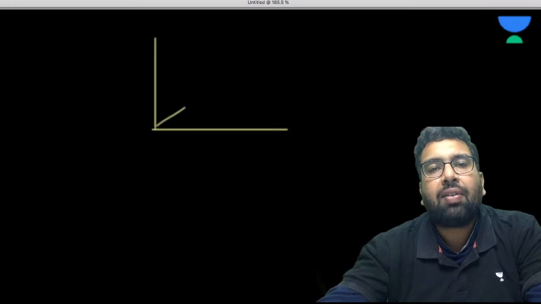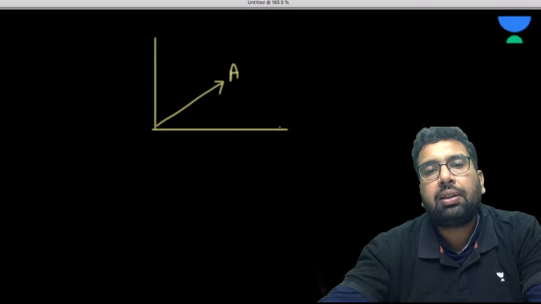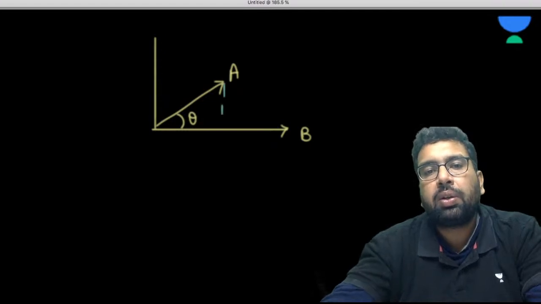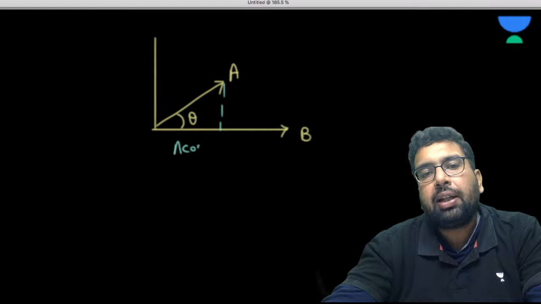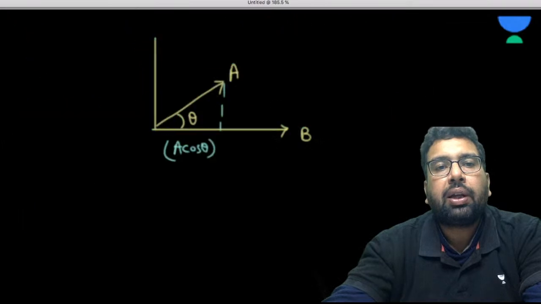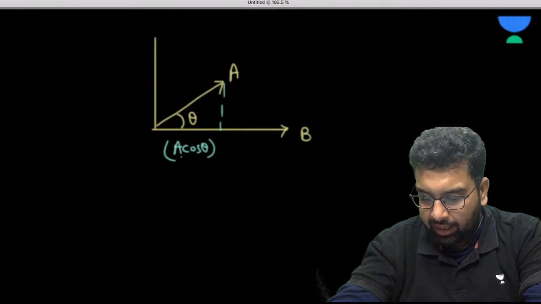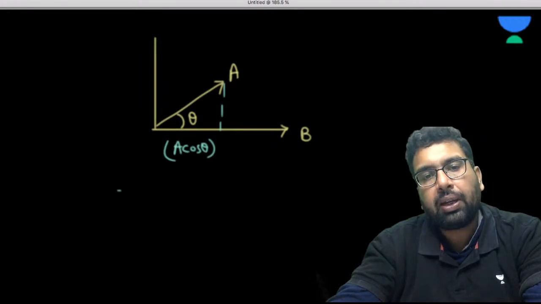So let's make the figure. Here we have A vector, and this is, let's suppose, your B vector, and this angle is theta. Please understand this. This is how the concepts are used. A cos theta is clearly the magnitude. So if I see the component of A in the direction of B, what is the magnitude? It is going to be A cos theta. So this whole thing is the magnitude.